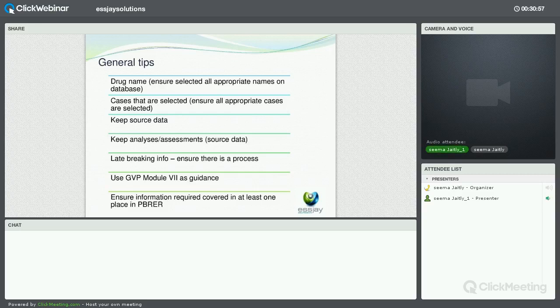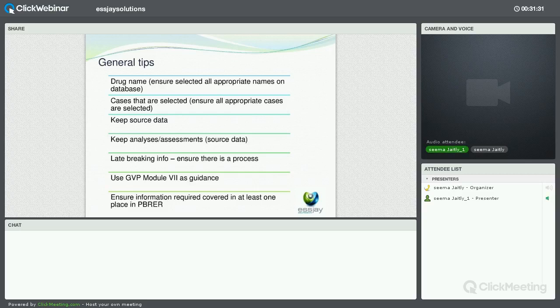You do need to keep your source data and you need to keep your analyses and your assessments available. They may be requested in an inspection setting and you'll be required to produce them to show what you looked at and how you made that assessment overall. Ensure you have a process for late-breaking information and, again, use common sense. If you've got something that occurs one day after your late-breaking date, it's important, include it. Think about what you would want to see if you were a regulatory authority.